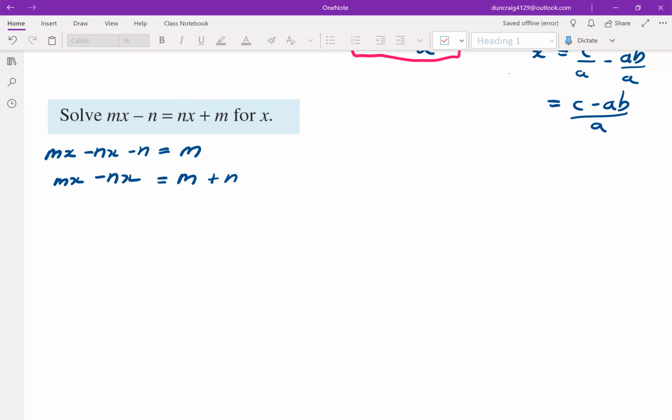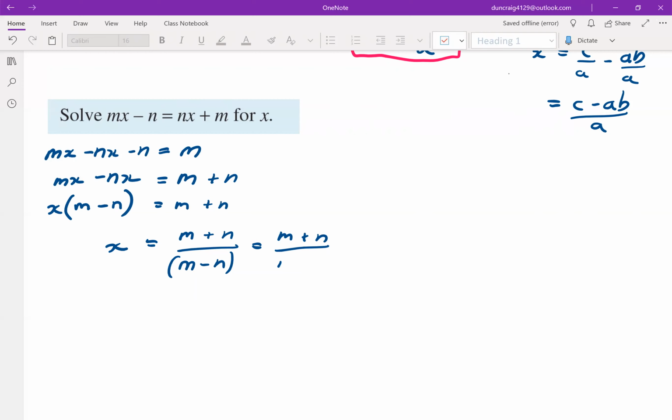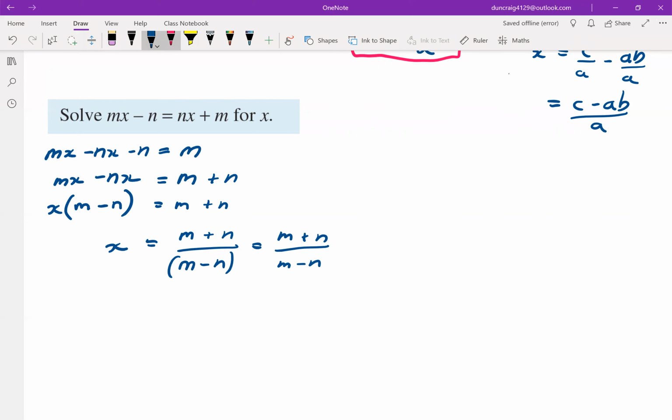Now I can factorize out x from this left-hand side. So x outside of m take n is equal to m plus n. Now I want to get x by itself, so I've got to divide both sides by m take n. So x is going to equal m plus n all over m take n. But you don't really need those brackets on the bottom, so I can just write m plus n over m take n.